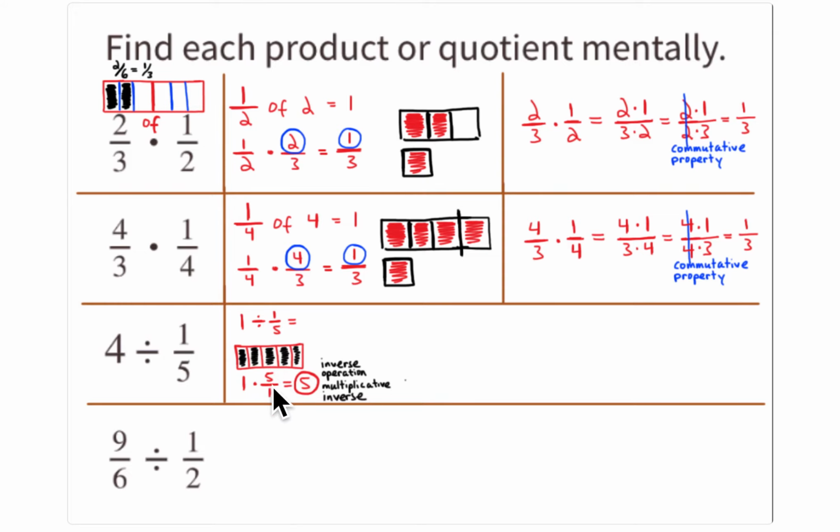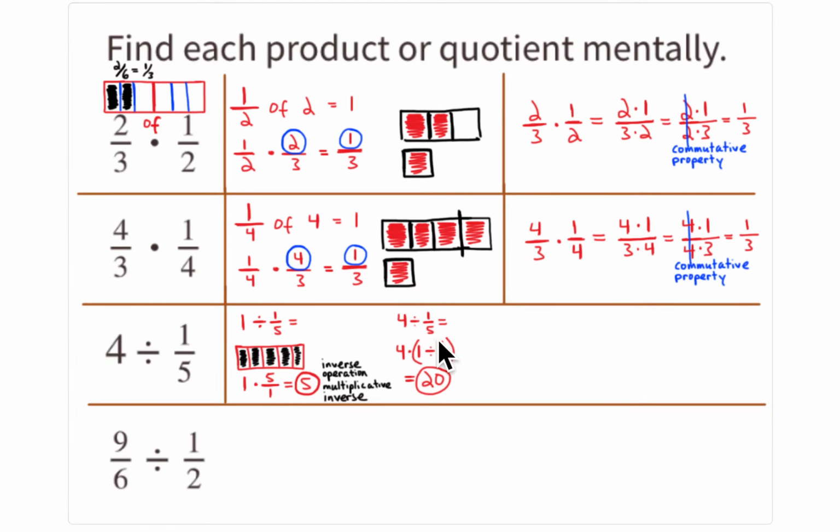So 1 times 5 over 1 is equal to 5. So how many 1/5 do I get out of 1? I get 5 of them. But I have 4 of these. I have 4 units in this problem. So 4 divided by 1/5 is 4 times 1 divided by 1/5. If you want to look at it that way, I'm going to do this 4 times. And so that's 4 times 5 is equal to 20. Because we just figured out that this 1 divided by 1/5 is 5. 4 of those is equal to 20.